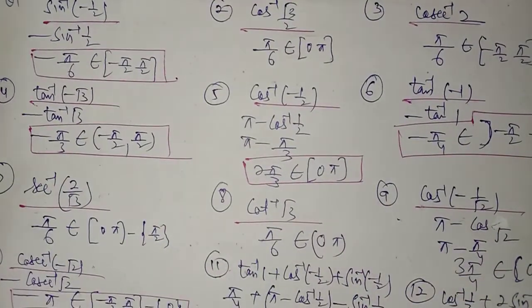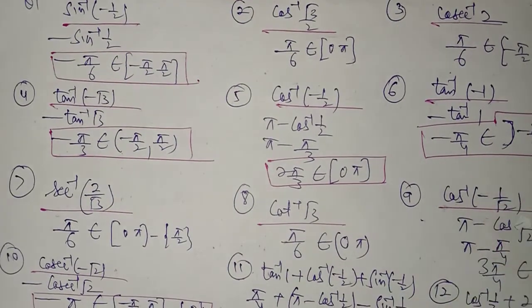So these are some formulas for the existence of inverse trigonometric functions. Now the first exercise is very easy. You have to find the values of these by using the formulas we have discussed, and the answer should be in the principal value branch.